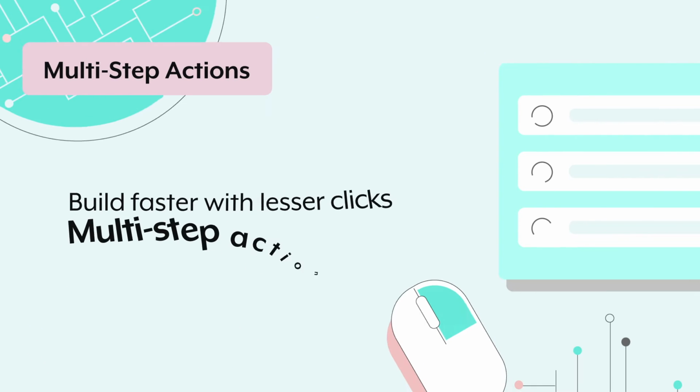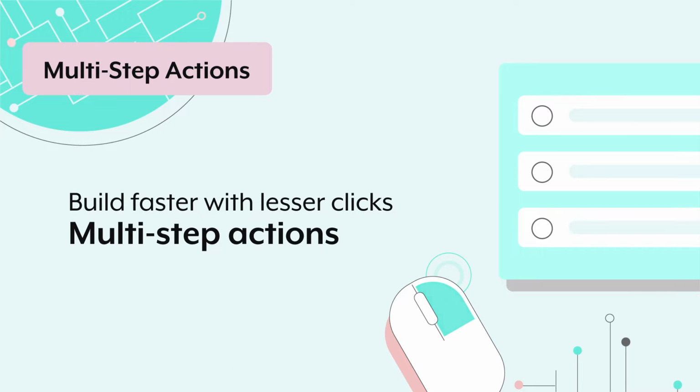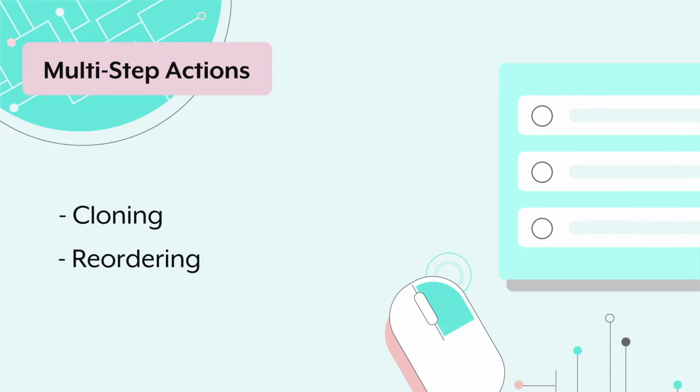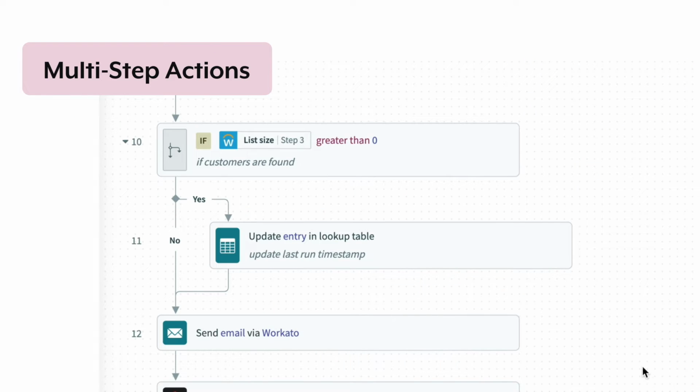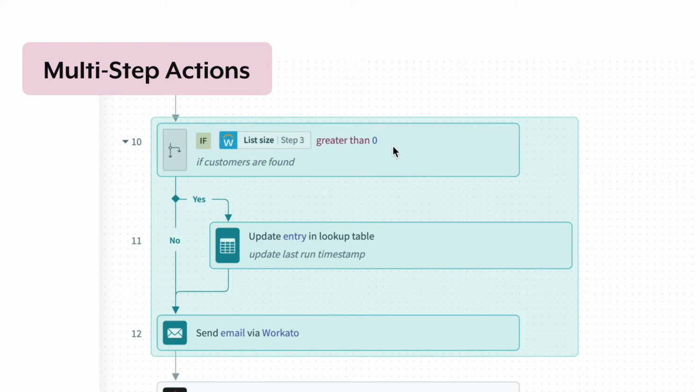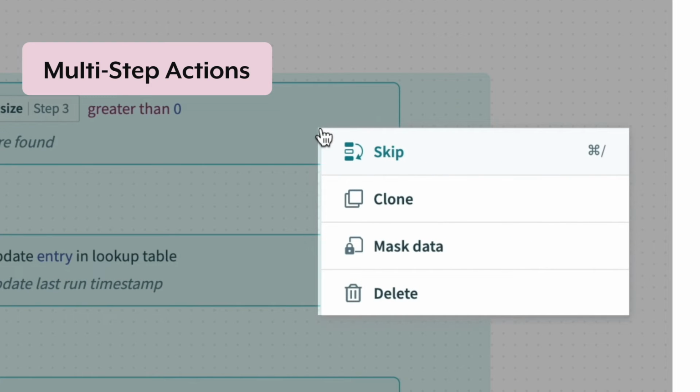Changes to actions in recipes used to be limited to individual recipe steps, one by one. The latest update now supports cloning, reordering, skipping, data masking, and removing recipe steps for an entire group of steps. You can now simply drag your cursor to select any group of steps and then easily access the menu of actions to skip, clone, mask data, or delete with a simple right click.